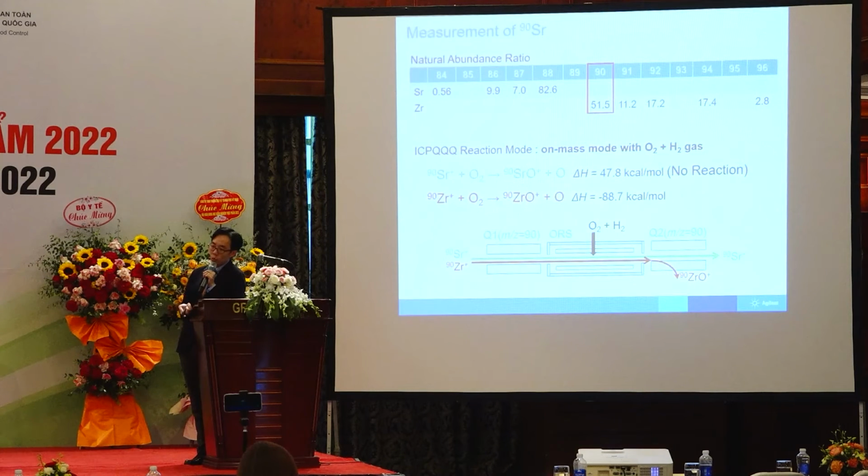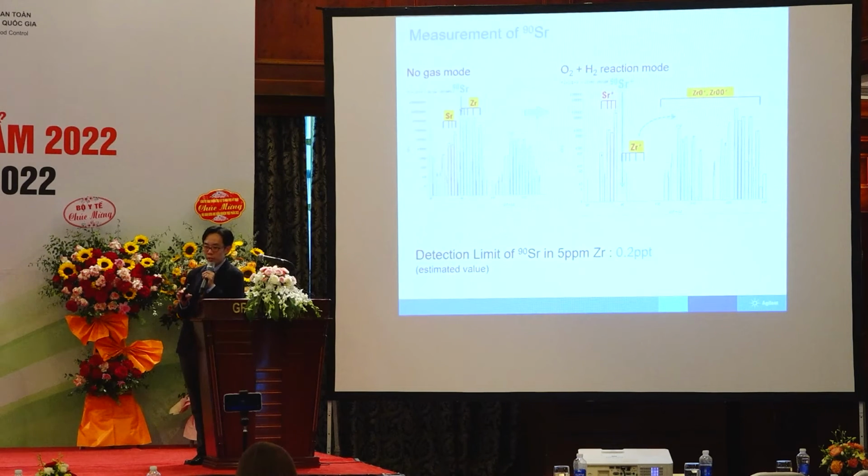Maybe I'll just end with this slide. To show whether this really works, we ran a 5 ppm zirconium standard. You can see strong zirconium interference in no gas mode, that means without any reaction gases. When we run with oxygen and H2 as reaction gases, you can see a clean spectrum at mass 90. It's estimated that the zirconium detection limit is about 0.2 ppt in this case.